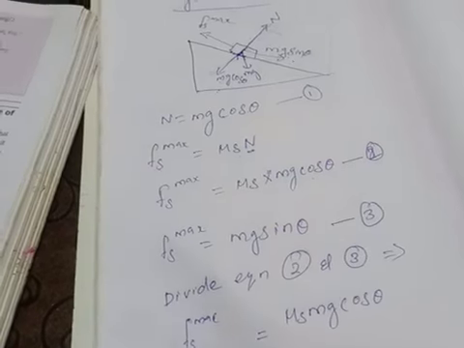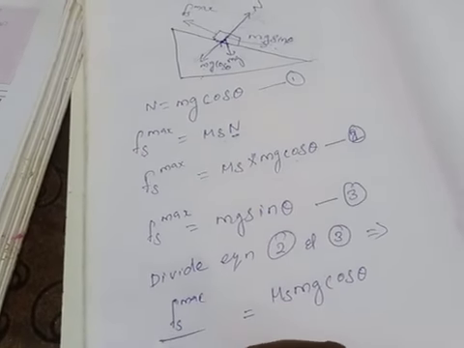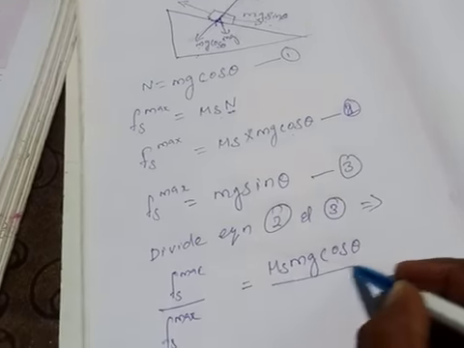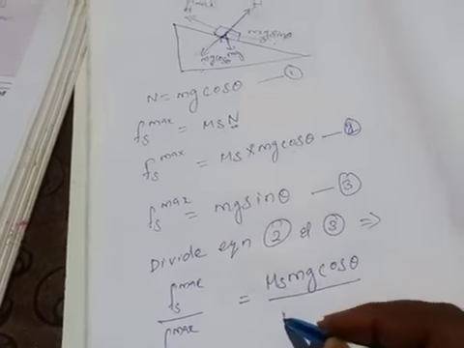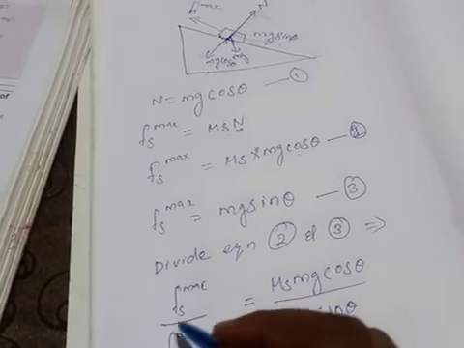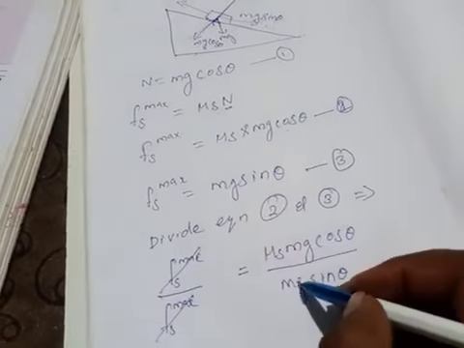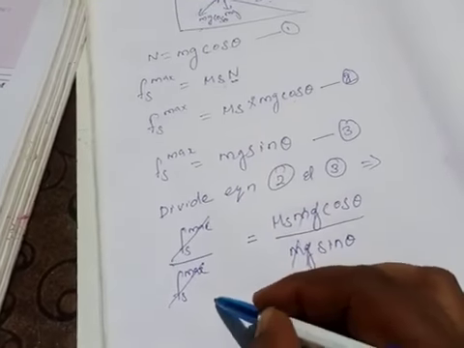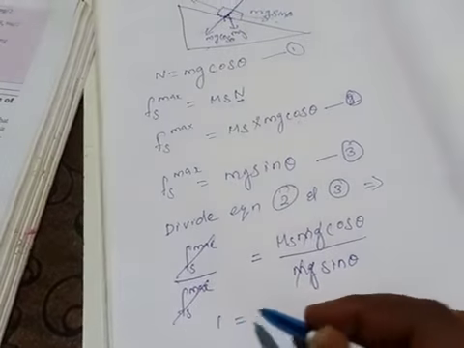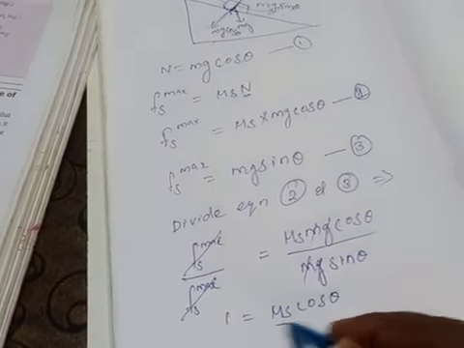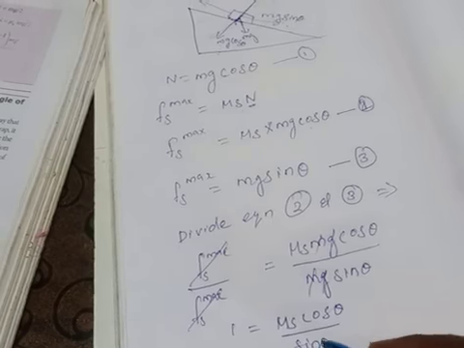And equation 3, we are dividing with this Fx maximum, the same, equal to, only divided by the right side, which is mg sin theta. Now you know this Fx cancels, m cancels, g cancels. So what we will get is 1 is equal to mu s cos theta by sin theta.